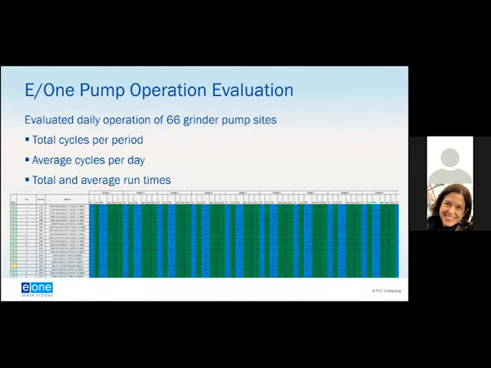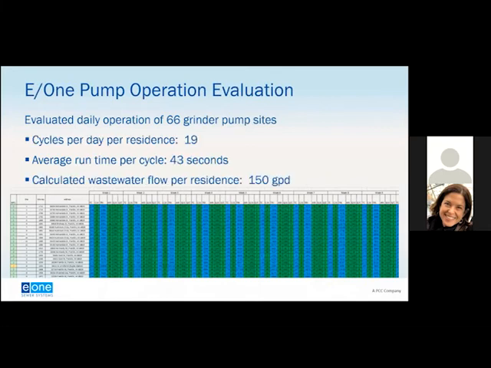E1 recently completed an evaluation looking at 66 grinder pump sites over the course of 6 months. We wanted to look at the total cycles per period, average cycles per day, and the total average run times. And what we found was kind of what we knew, but this gave us the confirmation. Typical residents will cycle on and off 19 times per day. The average runtime is only 43 seconds with a calculated wastewater flow of 150 gallons per day.